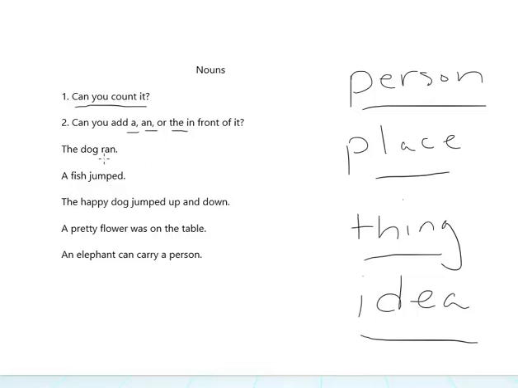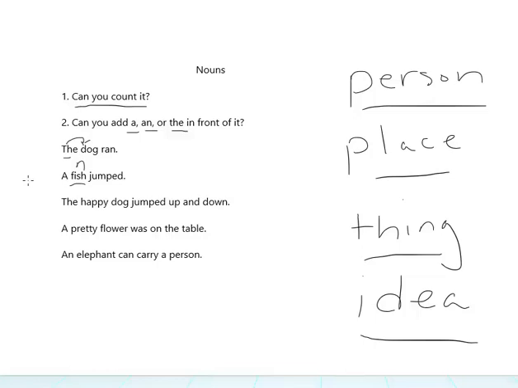We have the dog ran. Well, we see that we have the in front of it, so we know that we're going to have a noun right after the. Now, the what? The dog ran. So sometimes we can just ask ourselves a question like, who or what? Who or what ran? The dog. Dog is the noun. Let's look at a fish jumped. A fish jumped. What jumped? A fish. So we know that fish is a noun, and we would mark it on the top like this.